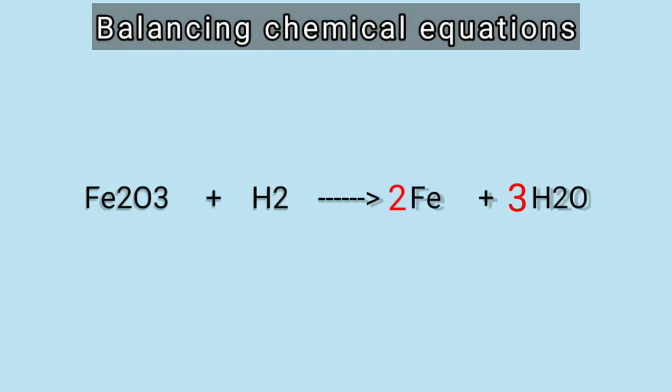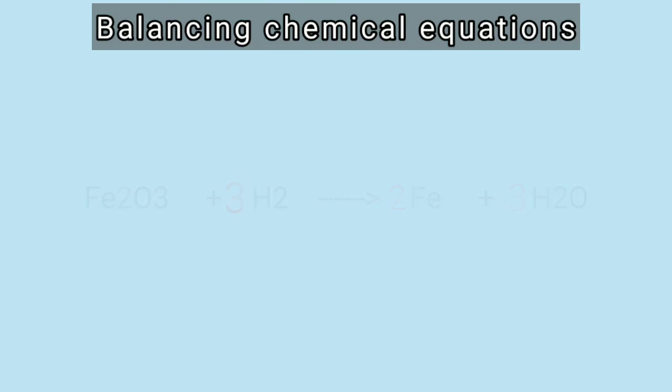Now what remains is hydrogen. Hydrogen we have on the right side 3 times 2, that is 6 hydrogen atoms. On the left side we have only 2. So we will write 3 as a coefficient for hydrogen. That will equalize all the atoms on both sides and the equation will be balanced.